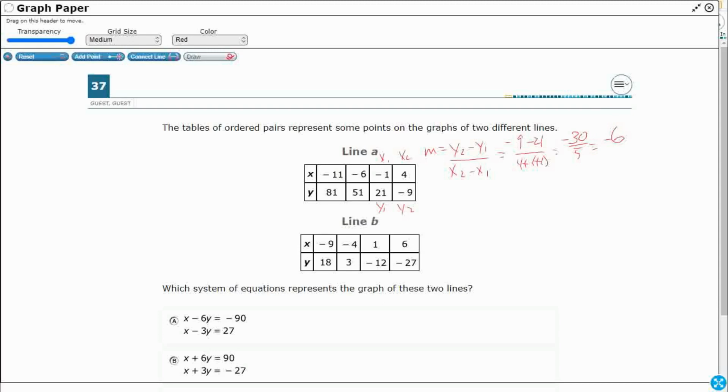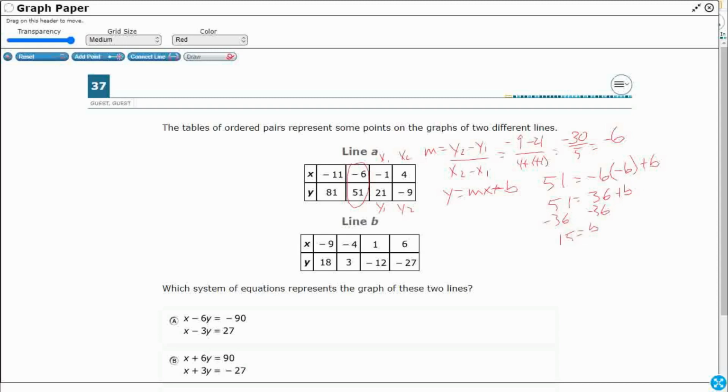All right. Now, I'm going to use my slope-intercept form, y equals mx plus b, but I'm just going to substitute a pair that I did not use. So my y is going to be 51. My m is -6. My x is also -6, plus b. Now I can solve for b. So that's going to be 51 equals 36 plus b. If I take away 36 from both sides, that's going to be b equals 15.